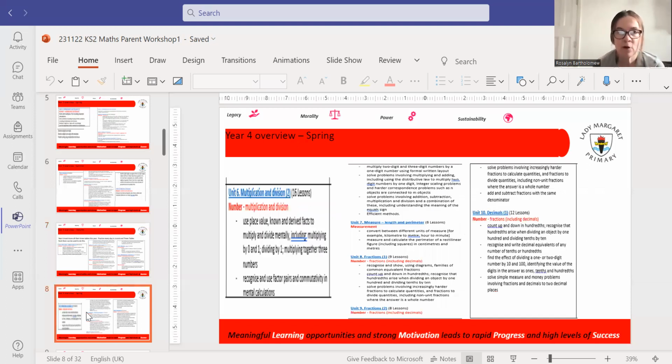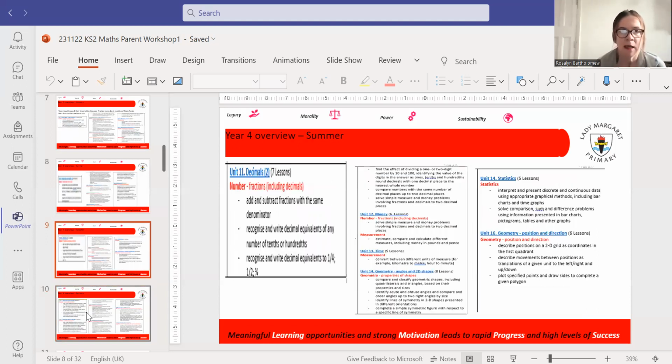In spring in year 4, we continue with multiplication and division, and then move on to measure and fractions and decimals. Now, fractions and decimals is quite a tricky topic area. So again, that's repeated several times in year 5 and year 6 as well.